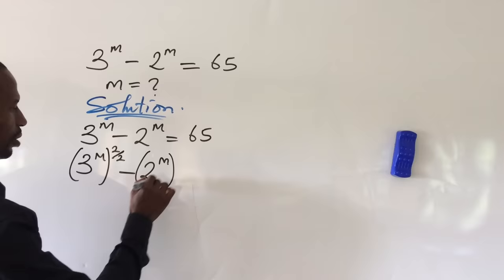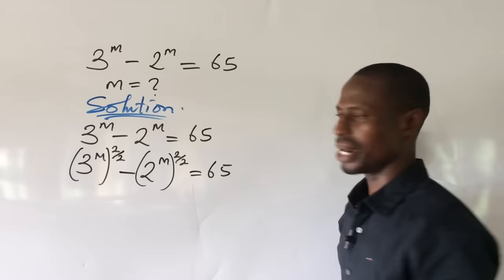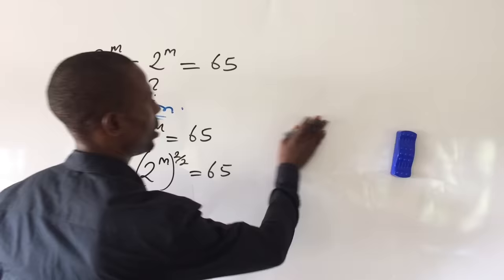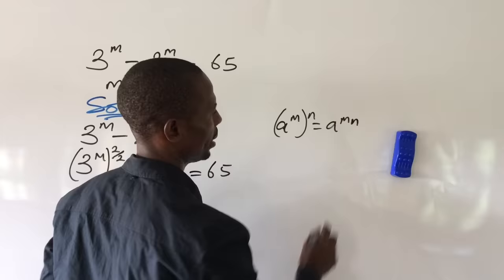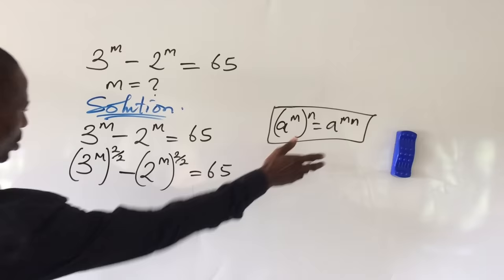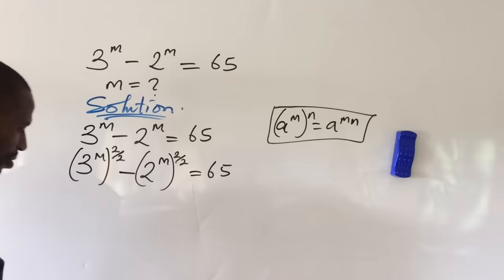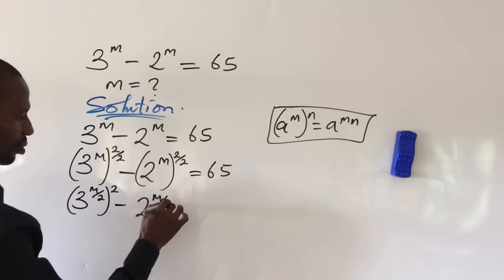Now take a look at this. Here 2 over 2 will give us 1, then 1 times m will give us m. So 3 to the power of m is still the same thing as whatever we have here. All right, so let's go to the law of indices, which says that if you have an expression of this kind, a to the power of m, all to the power of n, this is equal to a to the power of mn. In some of our videos we talked about this law on many occasions. So if we apply this law, we can bring in this fraction here also, and so we can rewrite this as 3 to the power of m over 2, all to the power of 2, minus the same thing we have here, 2 to the power of m over 2, all to the power of 2, equals 65.